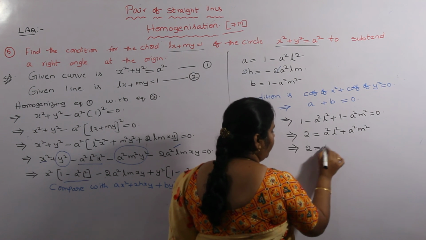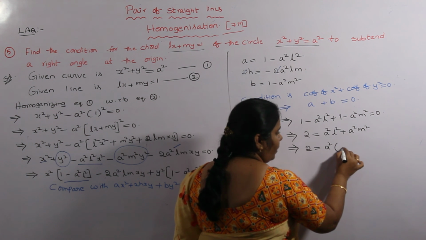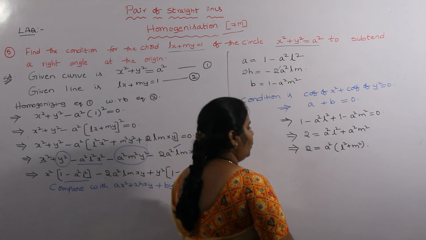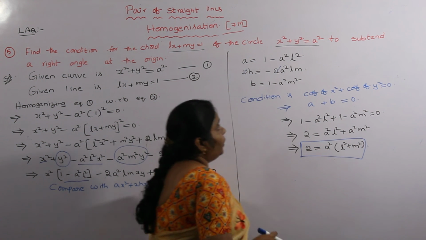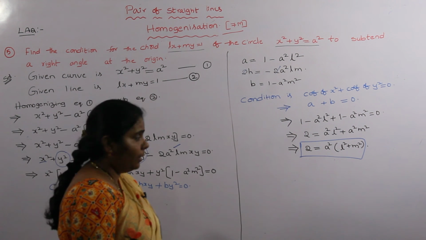2 is equal to, from this the common term is a square. Therefore, 2 is equal to a square of L square plus m square, which is the condition when the two lines are perpendicular. This is the condition for the angle between two lines. Subtending a right angle at the origin means this is the condition. Okay, hence proved.